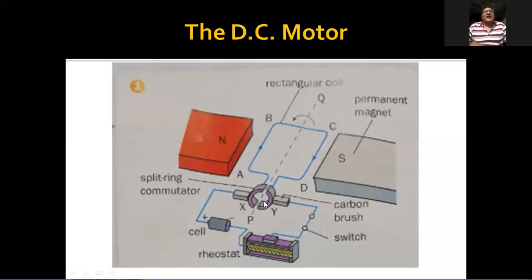So you see, whenever the coil passes the vertical position, the direction of the current in its sides is reversed, and that reverses the direction of the forces acting on the sides. And this makes sure that the coil rotates continuously. Okay, let's move to the next slide so you will learn it step by step.